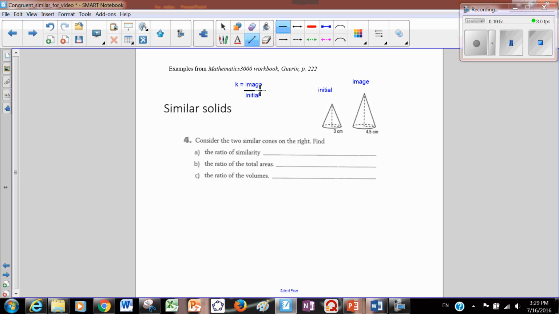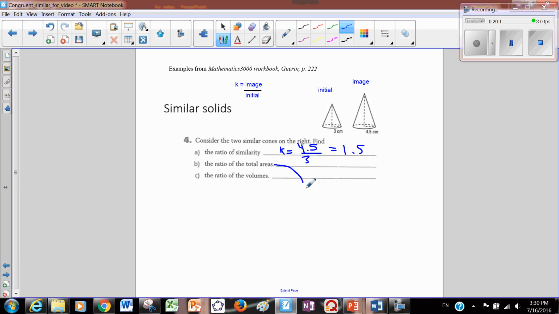You have to remember that. So to do the ratio of similarity, K is equal to image over initial. We're going to take 4.5 over 3. If you take your calculator, you'll see that you get 1.5. It's a precise value. You can leave it like that.